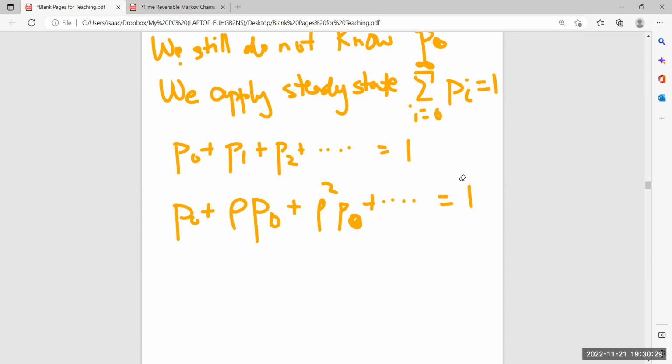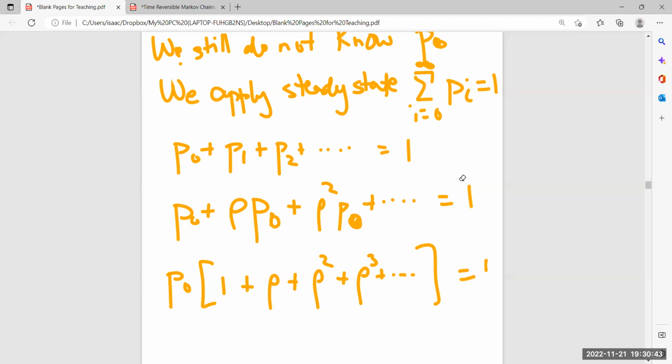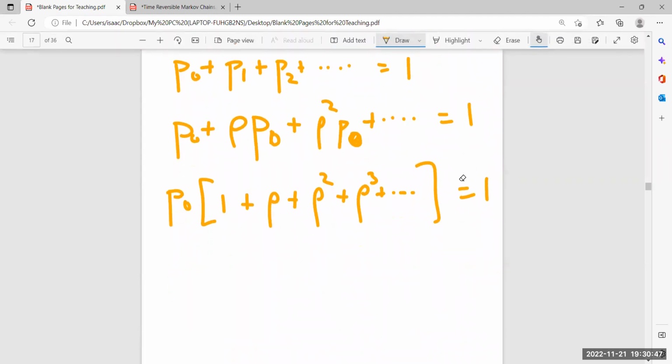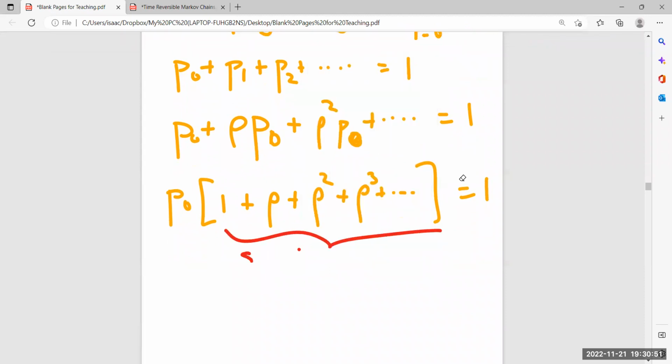I could factor out P0. And then things will look a little bit different. Maybe you'll see that this first part now is the sum of an infinite series, right?